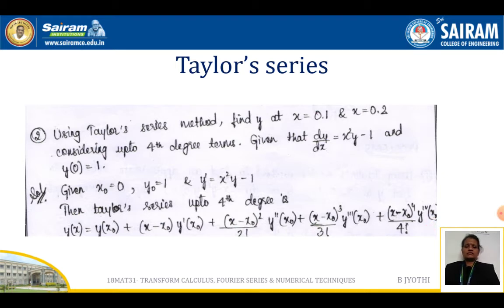Because they have asked us up to fourth degree terms, therefore we need to differentiate up to fourth degree, that is y4 dash we have to find out, where the function is given by dy by dx is equal to x square y minus 1.